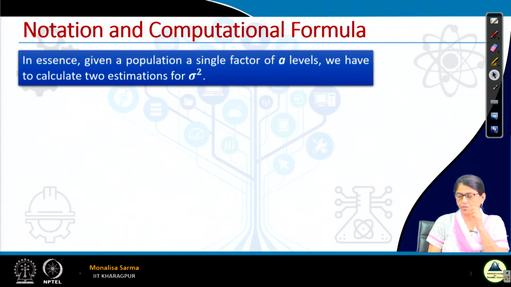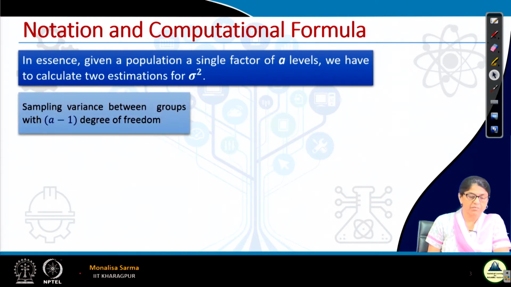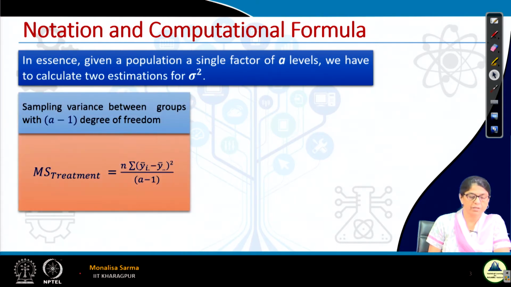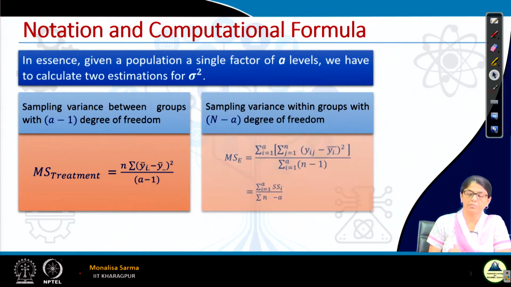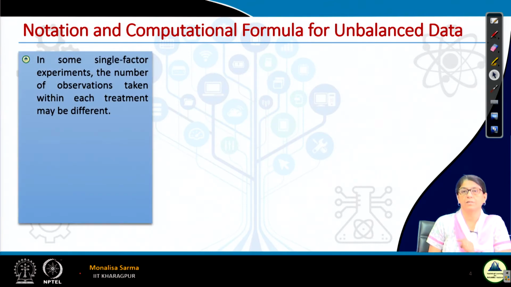So, this is what we have already seen. In essence, given a populations, a single factor of a levels, we have to calculate 2 estimates of sigma square: sampling variance between groups with a minus 1 degrees of freedom, that is MS treatment, then sampling variance within group with n minus a degrees of freedom, that is MSE. Then the F is MS treatment by MSE. Now in some single factor experiments, the number of observations taken within each treatment may be different. In some cases it may not be same due to many other factors.